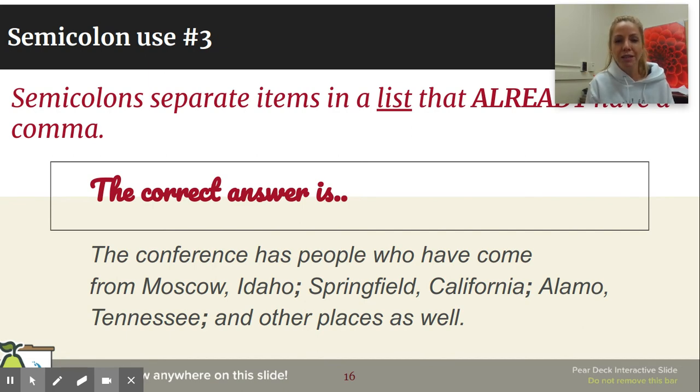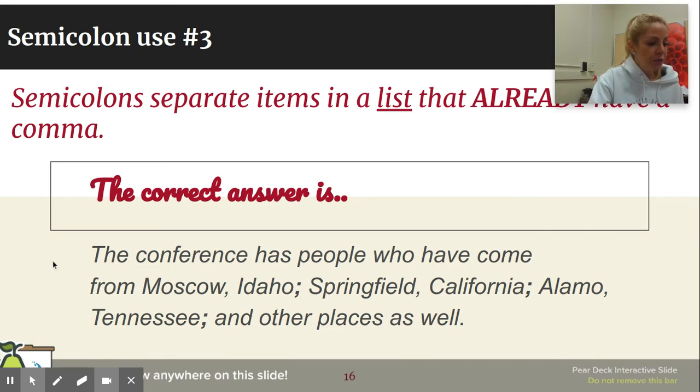So I would maybe put that semicolon in red. I would maybe put that semicolon before the and in red so that you can see it. Okay, so it stands out to you in your notes.